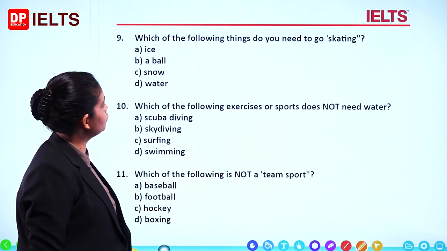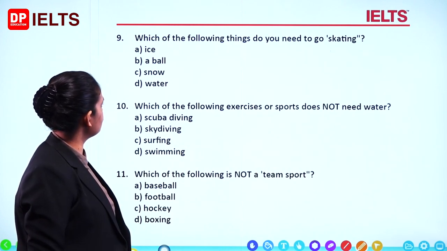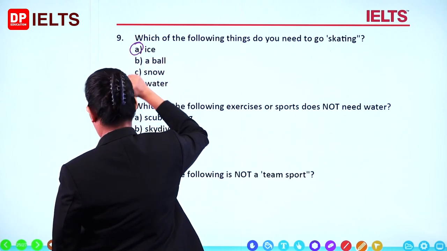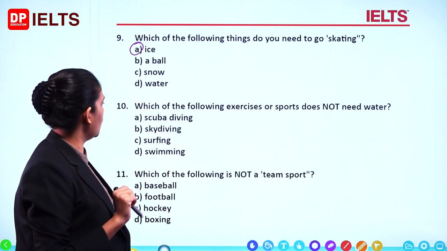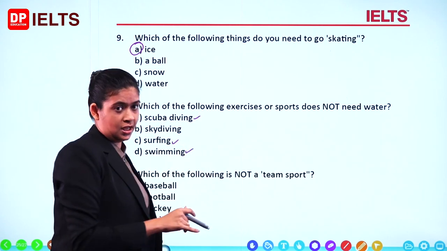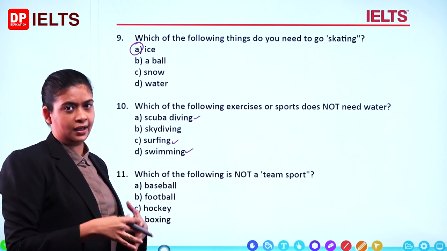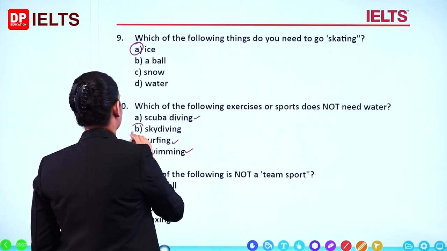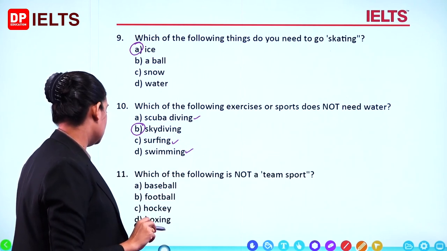Which of the following things do you need to go skating? Right? Ice, a ball, snow, water. You would need ice to go skating. Okay. Which of the following exercise or sports does not need water? Scuba diving vertone, surfing vertone, swimming vertone. Skydiving one because you jump obviously from a plane or like a moving object in the sky, right? So that's skydiving. Which of the following is not a team sport?